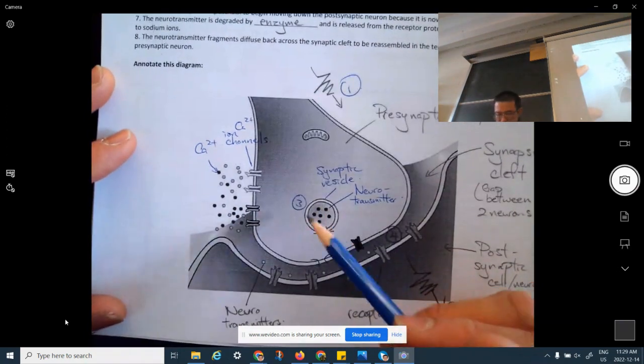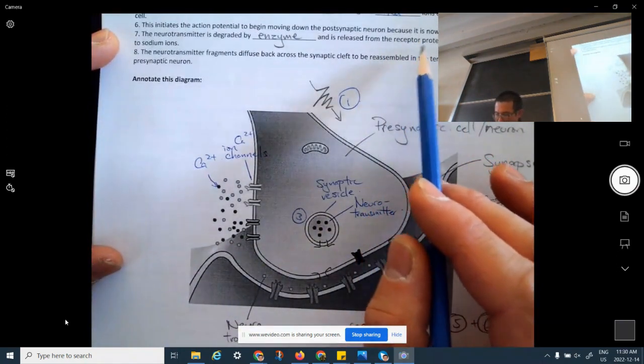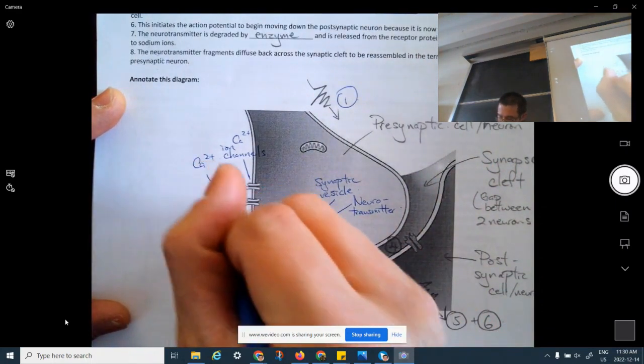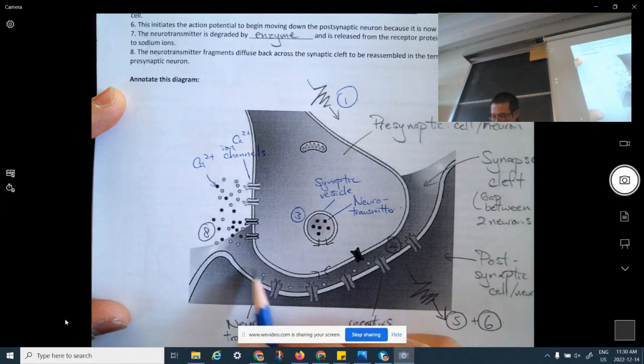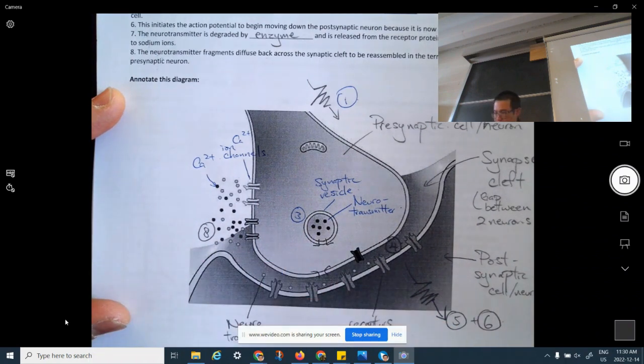So here, number 7 is not really shown. But number 8 here, some of these neurotransmitters will, after getting broken down, get reabsorbed back in. That reuptake is important. That reuptake is important.